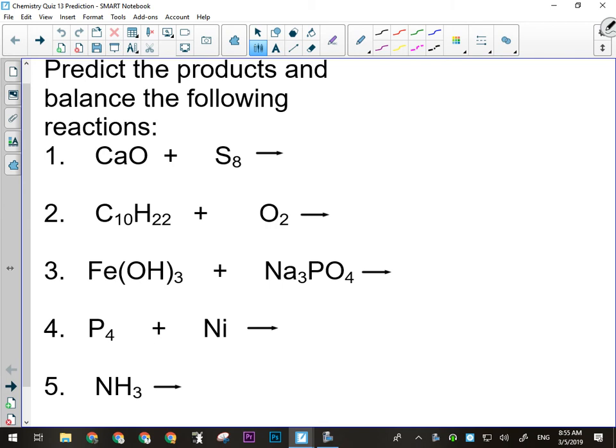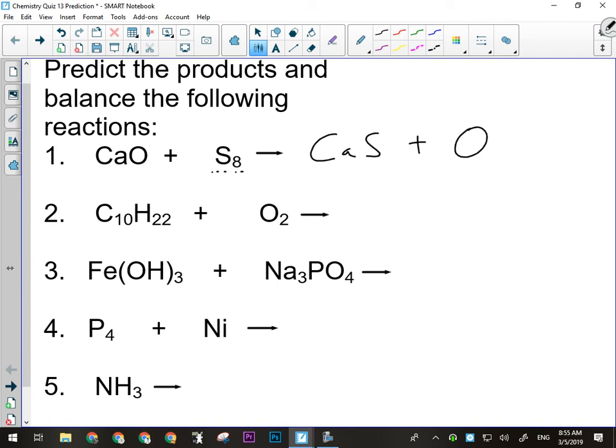So for question number 1, I have an ionic compound, calcium oxide, reacting with an element, sulfur. What kind of reaction has an ionic compound reacting with an element? Single replacement reaction. In a single replacement reaction, the single element has to replace the part of the ionic compound that it is like. Since sulfur is a nonmetal, it is going to be replacing what part of calcium oxide? The oxygen. It's going to switch places with the oxygen. That way I get an element and a new ionic compound. So I'm going to have calcium sulfide and I'm going to have oxygen.